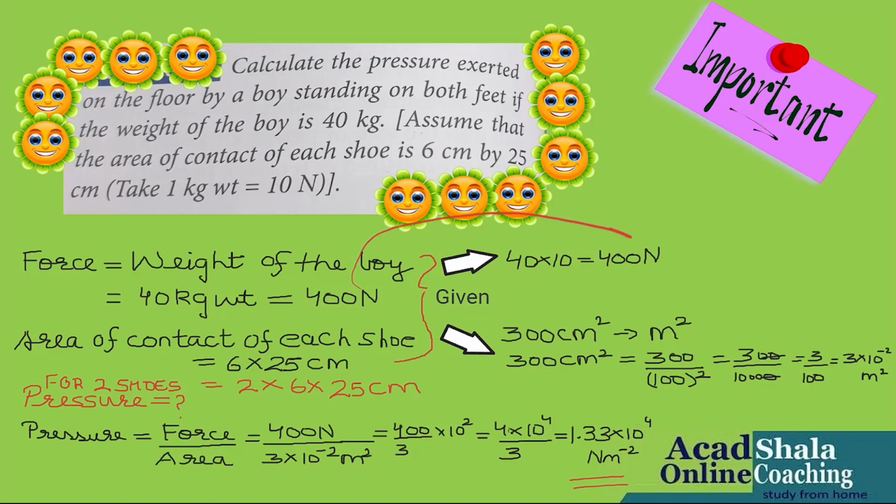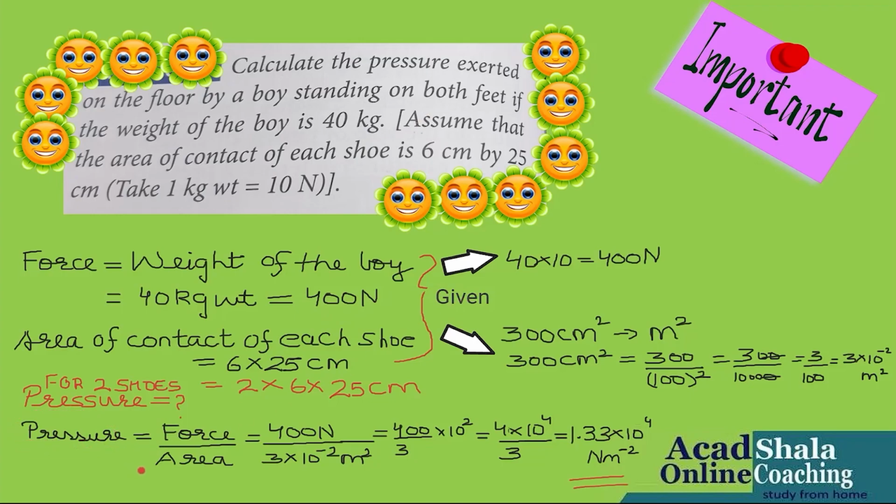I have solved for the first one, and for the second one, this was given for one shoe, and I will write it for 2 shoes, that is 2 into 6 into 25 centimeter. I will solve it and write over here that I have 300 centimeter square. This I have solved, I got the answer 300 centimeters square. Now, according to the demand in the question, what do I have to find out? I have to find out the pressure.